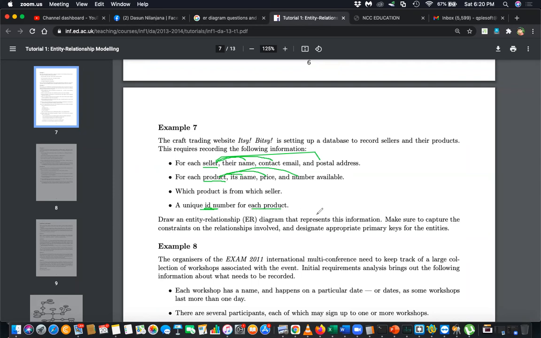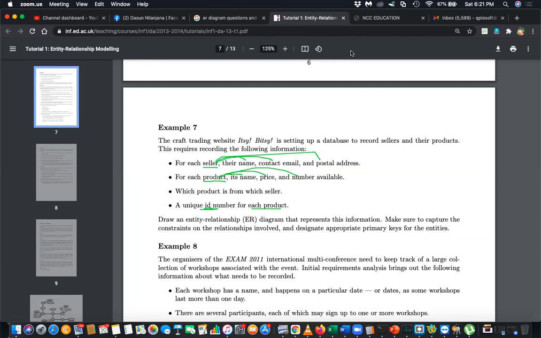Draw an ER diagram to represent this information. Make sure to capture the constraint on the relationship involved. Design appropriate primary keys for the entities. You are asked to designate appropriate primary key. So, if you don't have proper primary key, you can introduce a surrogate key.